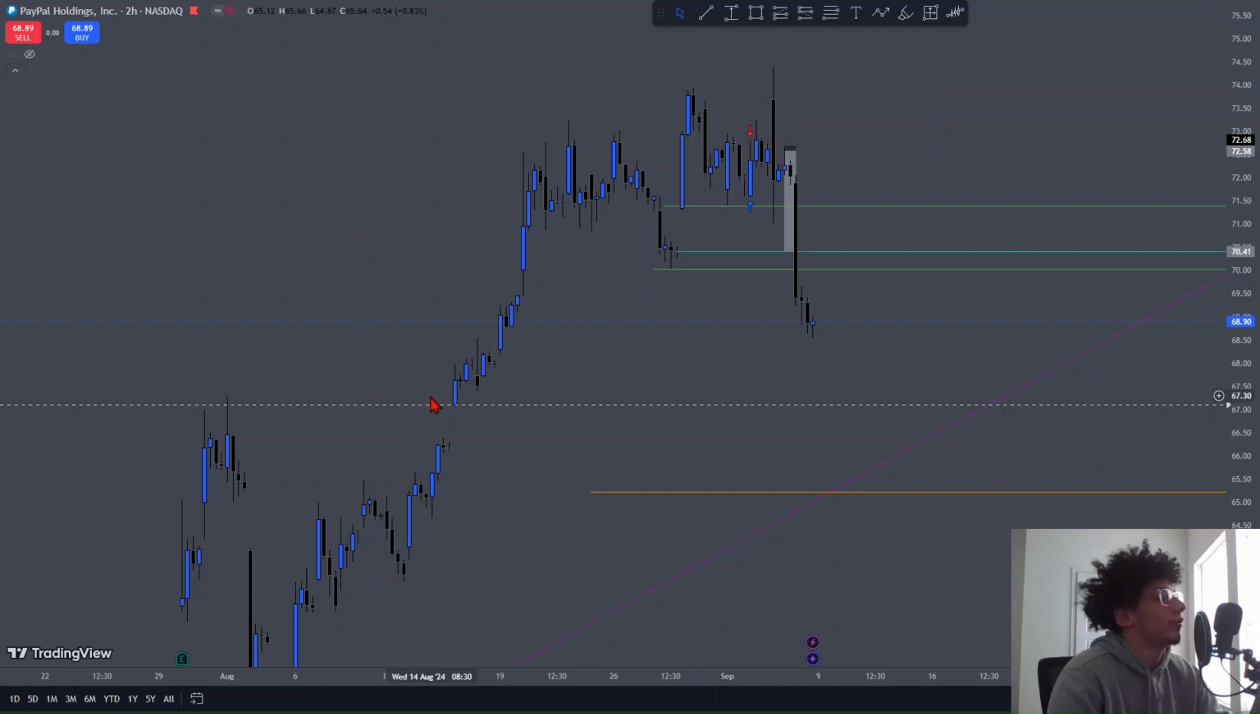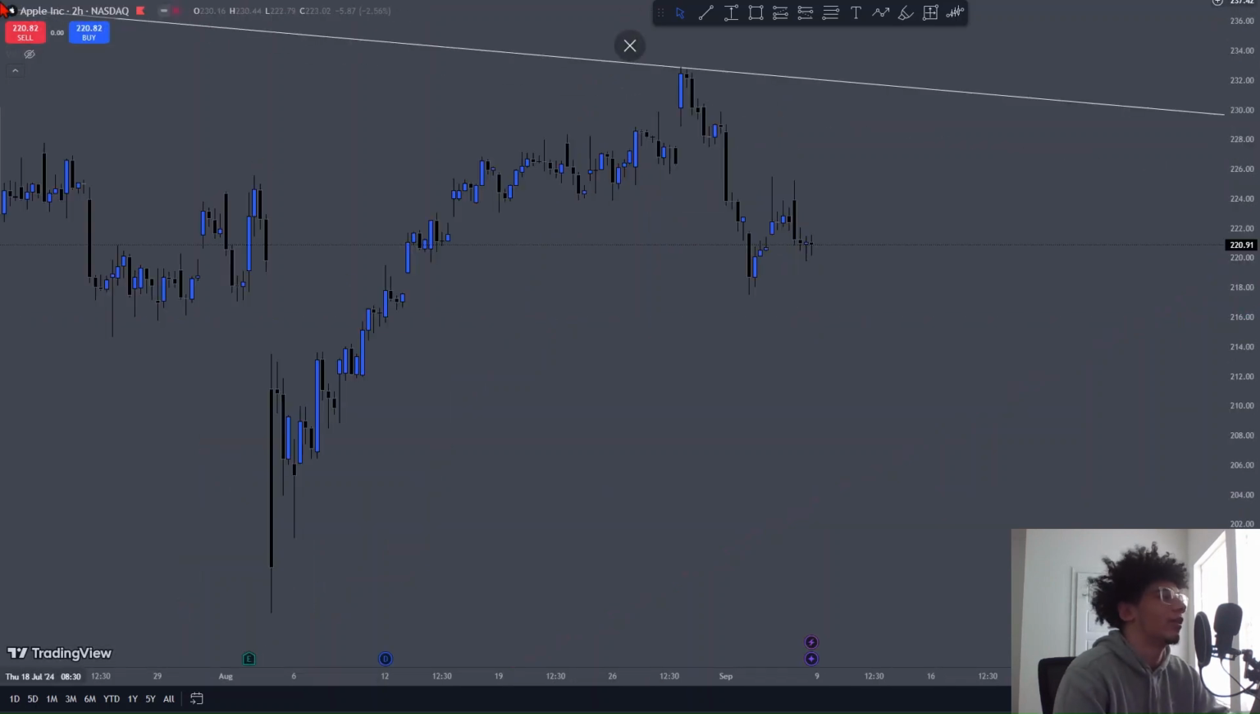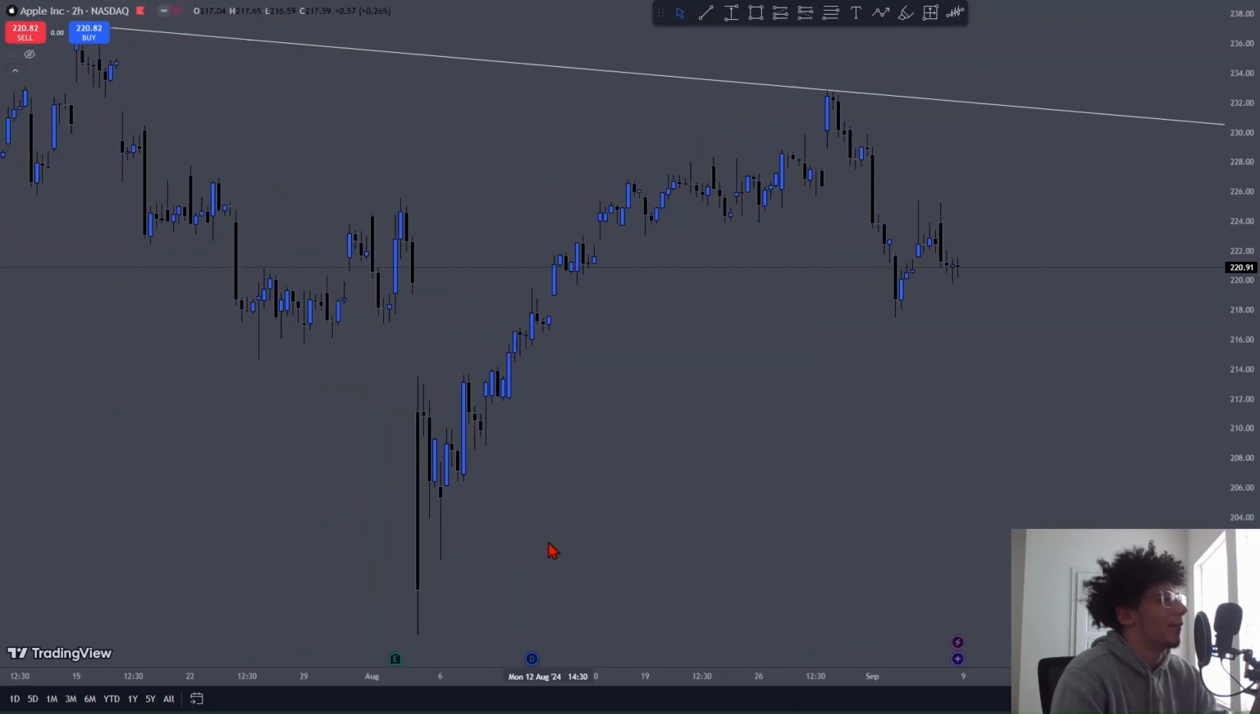First things first, let's talk about overall market structure. We're going to move to Apple real quick. Market structure is made and created by higher highs, higher lows, lower highs, and lower lows, which ultimately are trends. So market structure is really just trends. In this case right here, we are in a bullish trend.